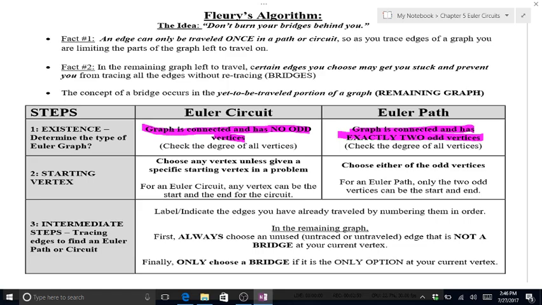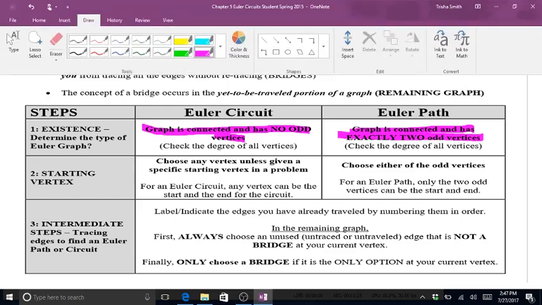The intermediate steps are the steps that are going to happen in between. As we go across the edges, we're going to label them or number them in order so we know how we've traveled. First, we always choose an unused edge that is not a bridge. We want to try to avoid bridges at all costs, and that way we don't get stuck somewhere. And then finally, as we're doing our steps, we only choose that bridge if it is our only option at the current vertex. So let's take a look at some examples here.